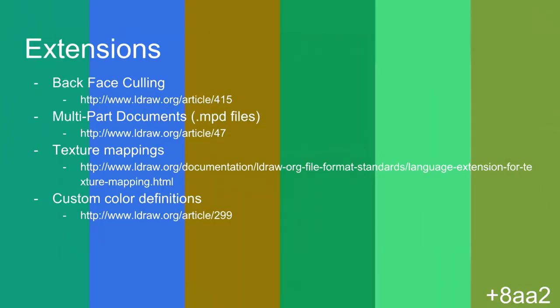There's also an extension for custom color definitions because LEGO keeps making new colors, and there are many different shades of gray. You can approximately tell how old someone is by asking them how many colors of LEGO they remember.